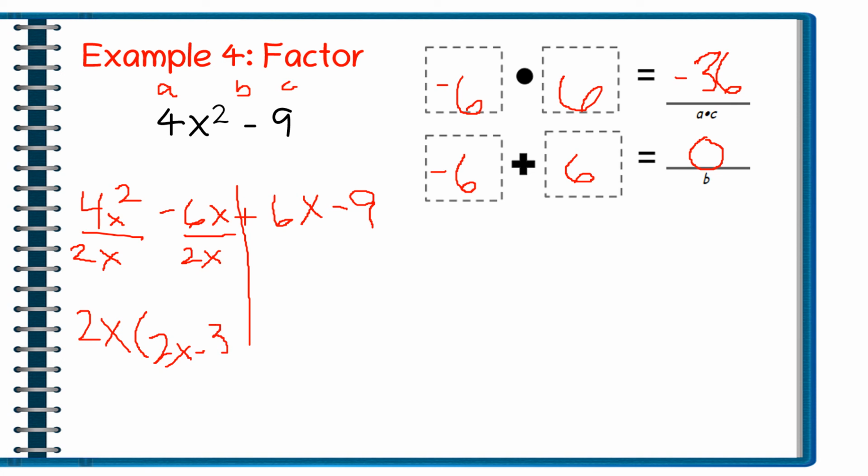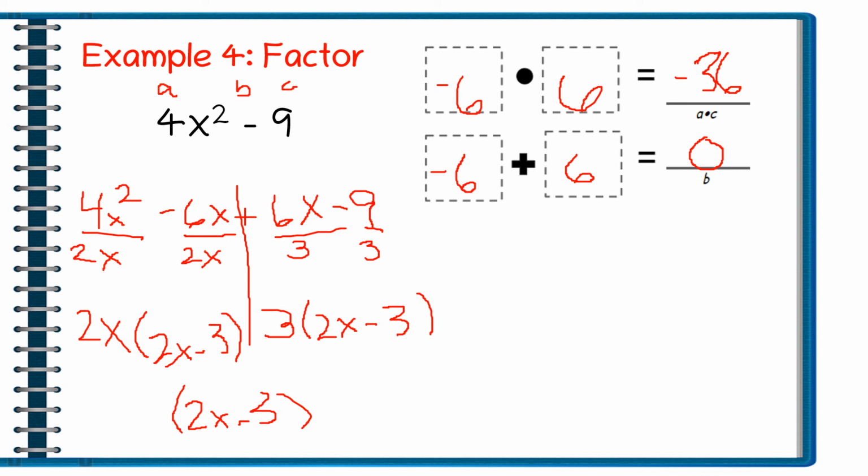Sorry, this is getting messier as I go. The GCF for the next two terms is 3. So 6x divided by 3 is 2x, and then -9 divided by 3 is -3. Oh, good. So I can see that they both have a 2x minus 3 in common. And then our other term is 2x plus 3.